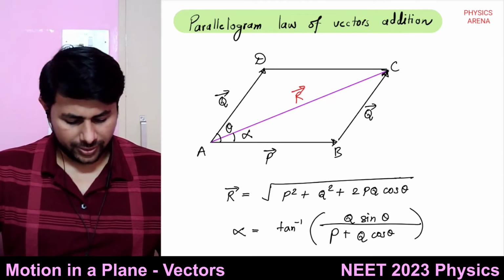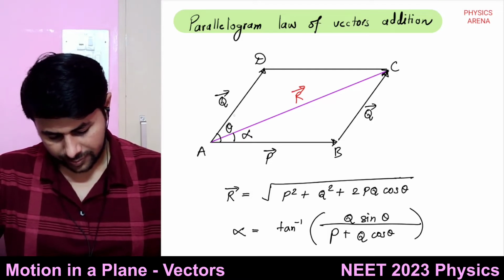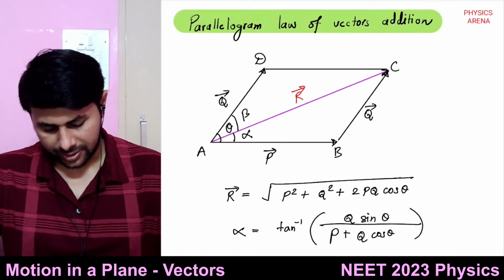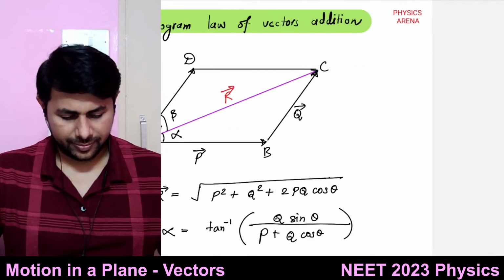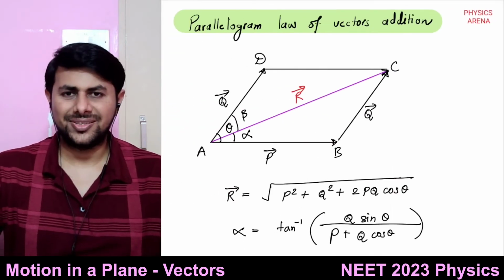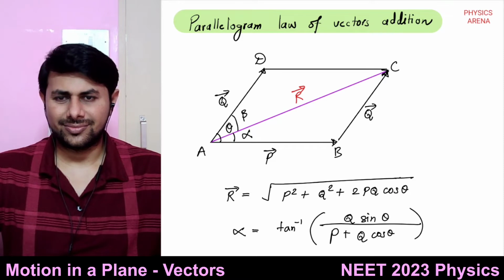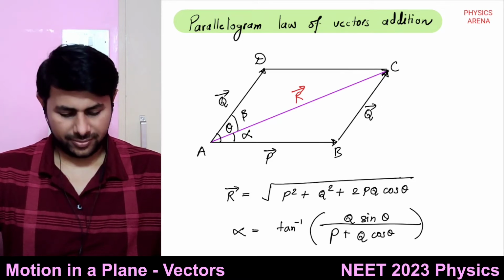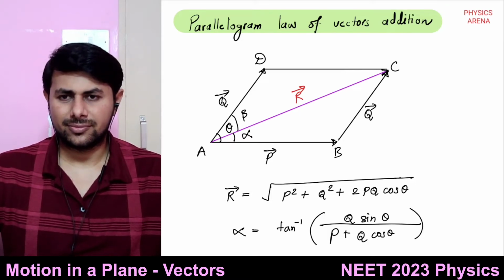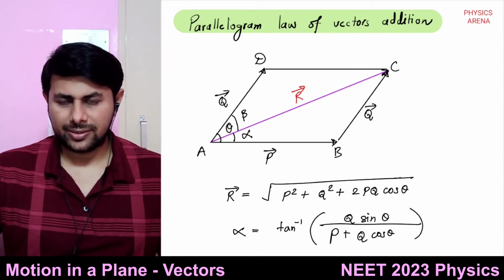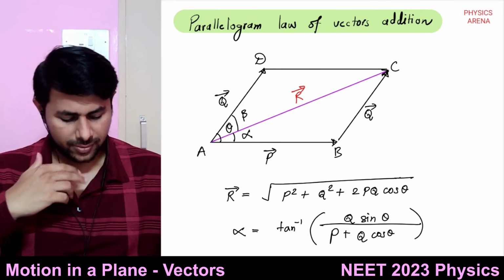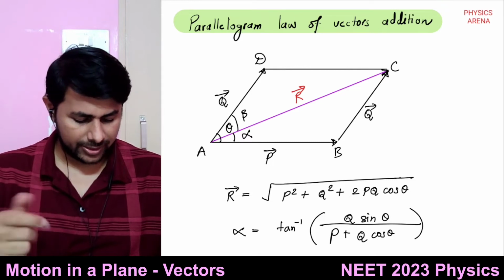Yes sir. All right, so now let's suppose the angle between the resultant and the second vector, r bar and q bar, is beta. Can you tell me how to find beta? So beta will be tan inverse of something. So how to find beta? Can you tell? Yes, Preeti. So tan inverse of p sine theta divided by q plus p cos theta, right.